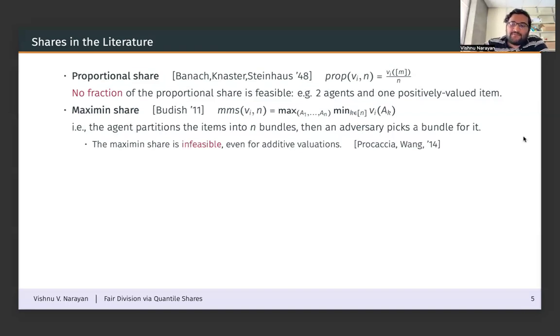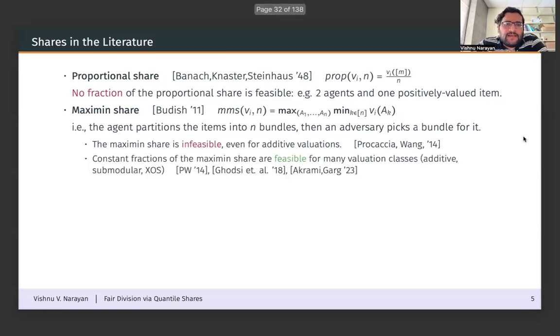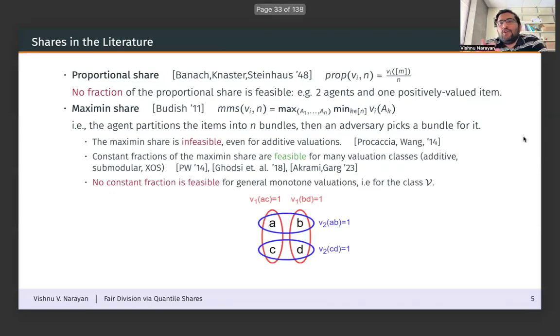This was shown by Procaccia and Wang about a decade ago. And this led to a lot of work on this problem. It has been shown that many constant fractions of the maximin share are feasible for many different valuation classes, like additive, submodular, etc. And there are dozens of papers on this. It's an active research area. However, as soon as you go to monotone valuations, again, no constant fraction is feasible for general monotone valuations.